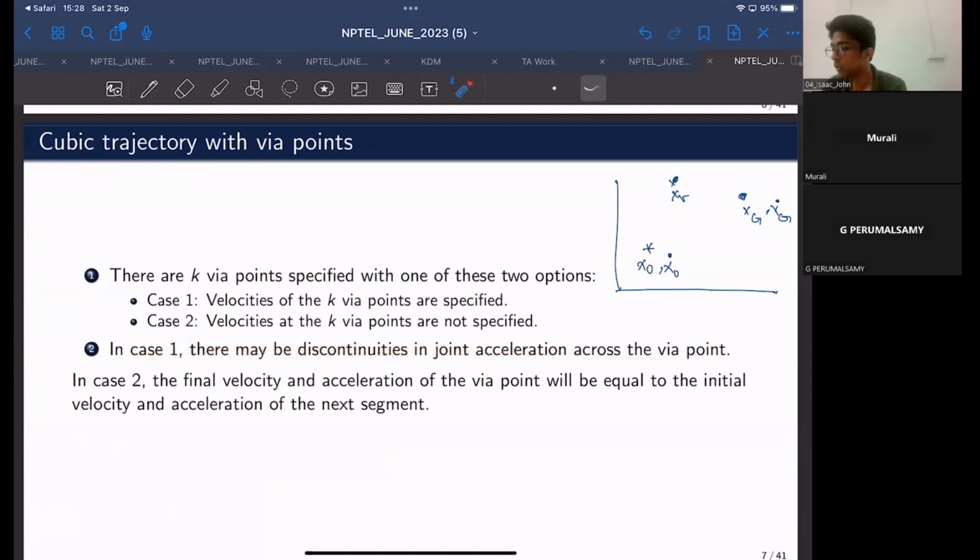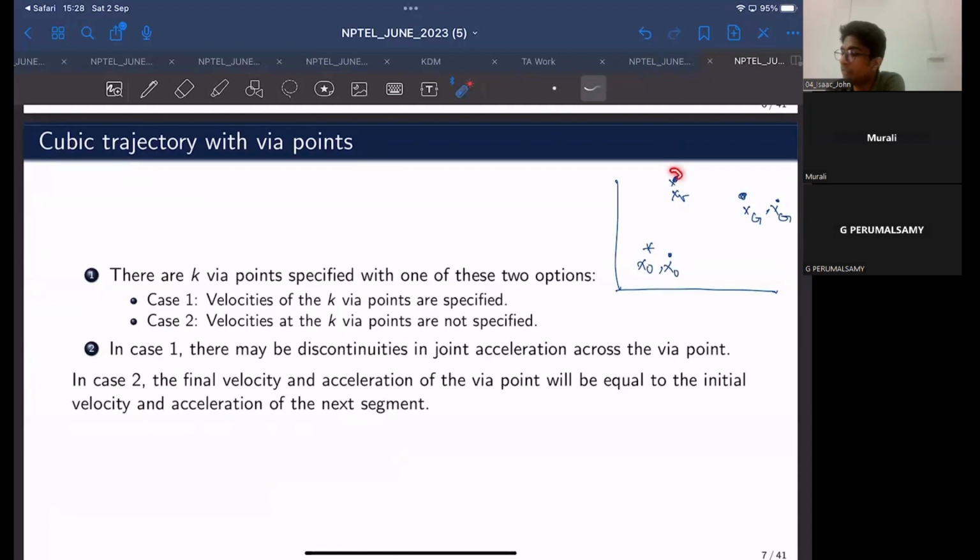Whereas in case two, what we would do is consider the final velocity and acceleration of the first segment to be the same as the initial velocity and acceleration of the next segment. So the final velocity and acceleration of the first segment is considered to be the initial velocity and acceleration of the second segment. In that way, you can have a continuous profile of acceleration.